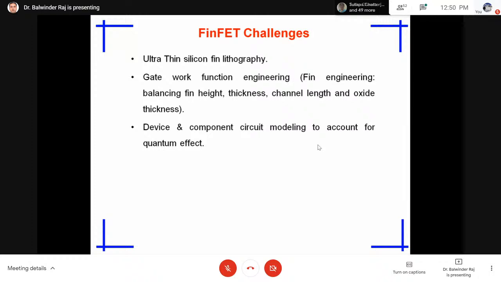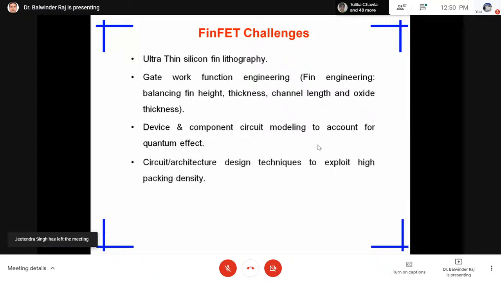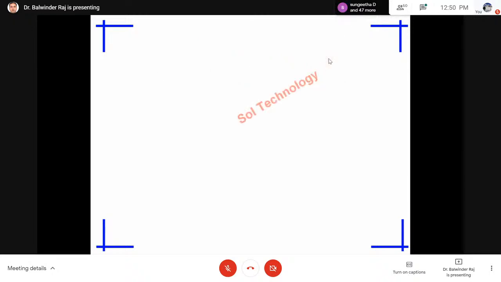classical theory. So next are the circuit and architecture design techniques we have to explore for high density, because device improvement alone is not enough, we have to modify the other circuits as well as interconnects. Then only can we achieve high density and high performance in the overall circuit and system architecture.